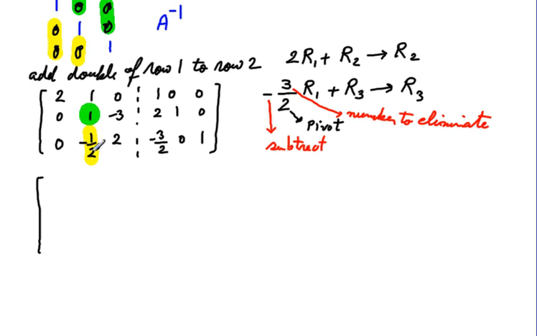So to get rid of this entry, what do we do? Just twice, what do you say? Twice R2 plus R3 is going to be our new R3. So that row is left untouched now.